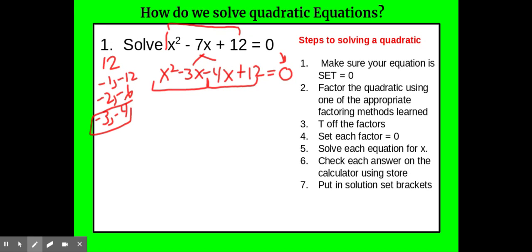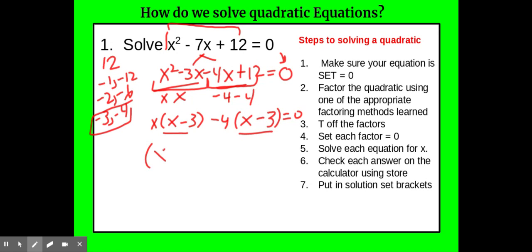Now we group it, factor out x from the first two terms, and factor out -4 from the last two terms. We're left with x times (x minus 3), and -4 times (x minus 3), equals 0. Now we take out our common factor of x minus 3, and our leftover factor is x minus 4, equals 0. And that's the first two steps.